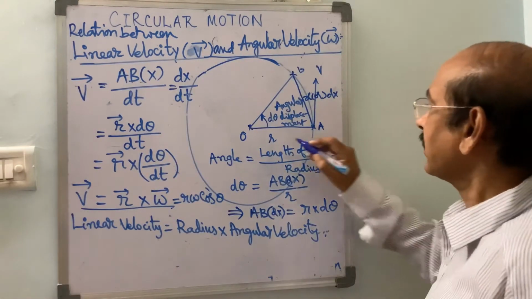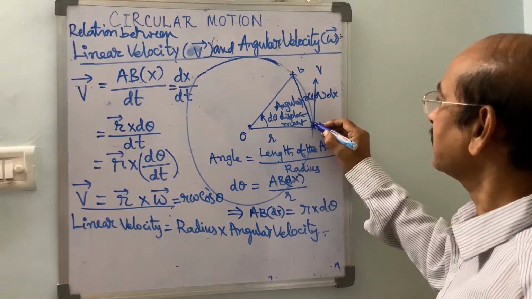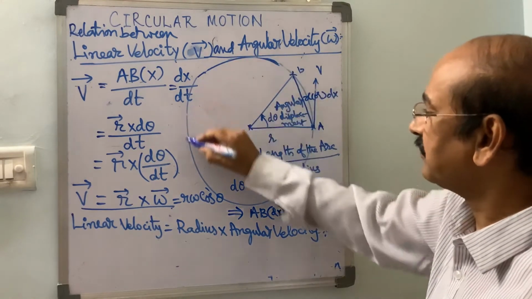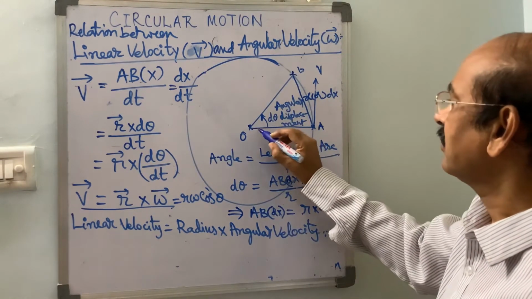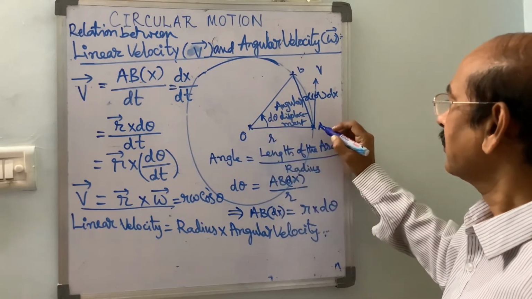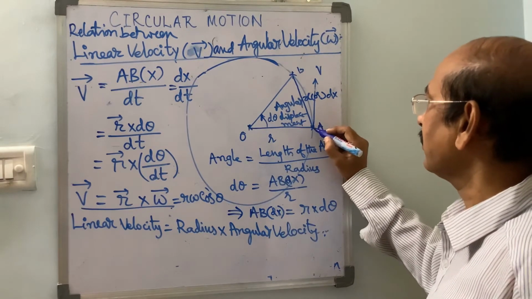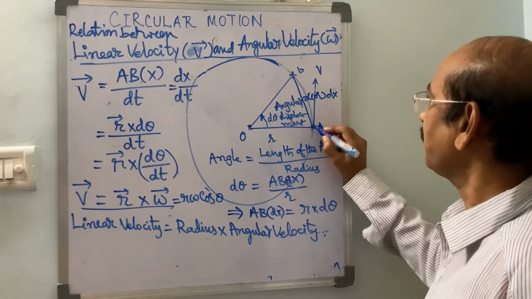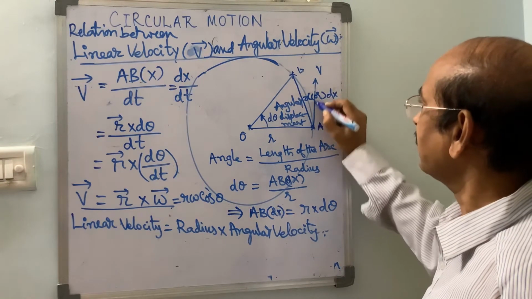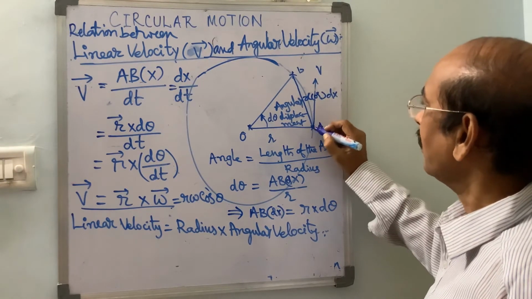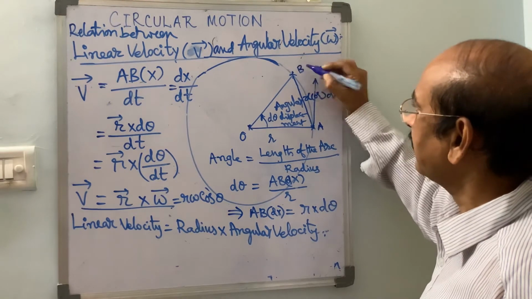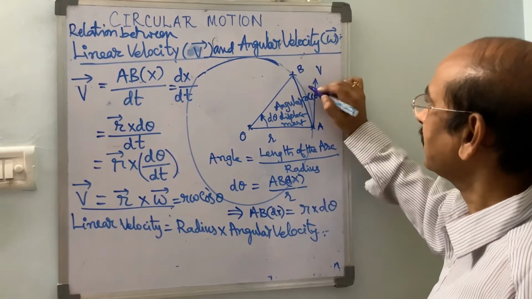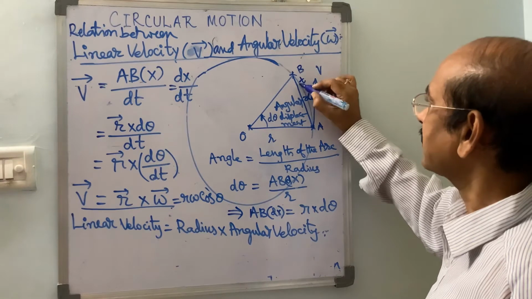So consider a body which is moving along the circumference of the circle of radius r and center O. Let the body travel with uniform speed v, which is acting along the tangent direction, and let the body travel from A to B in time t seconds or dt seconds.